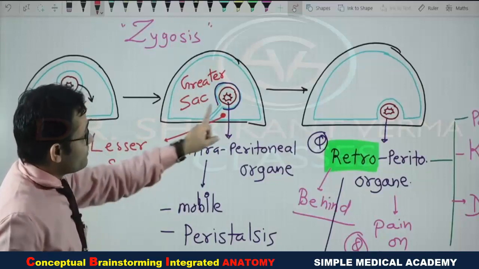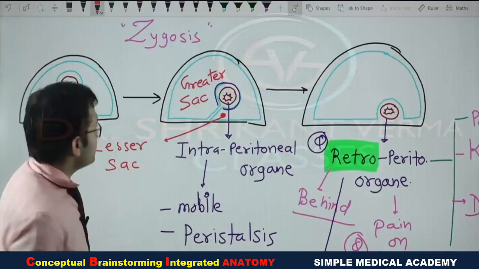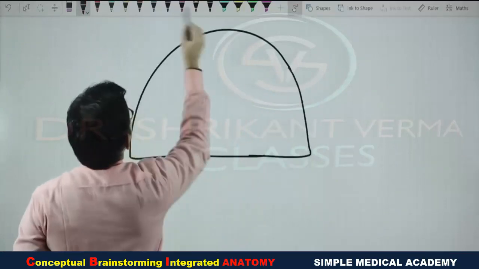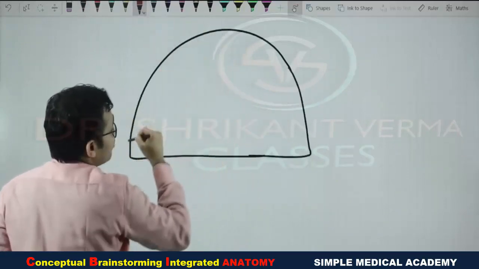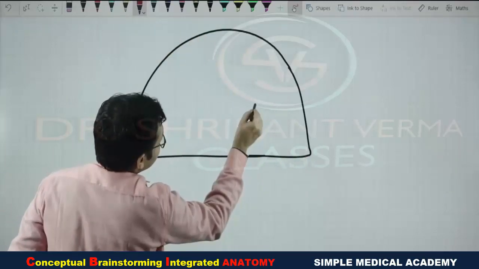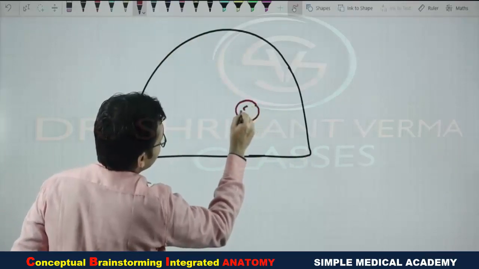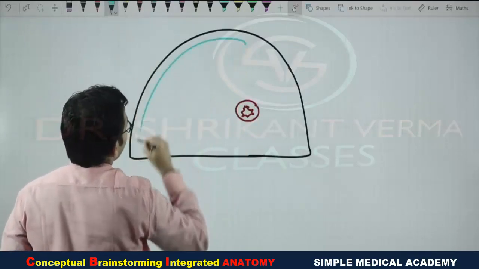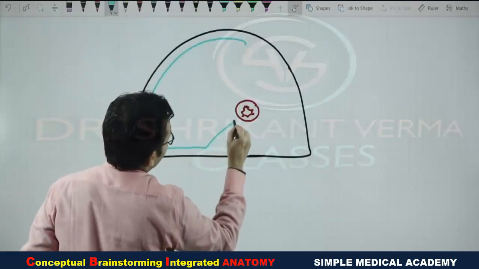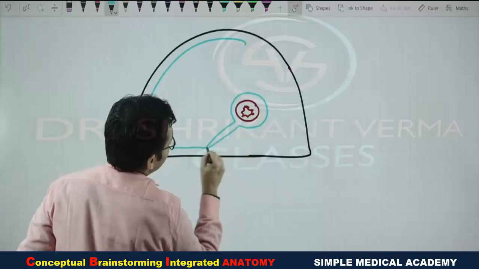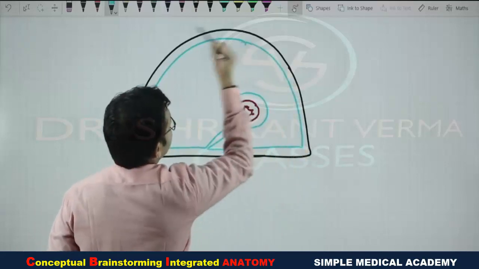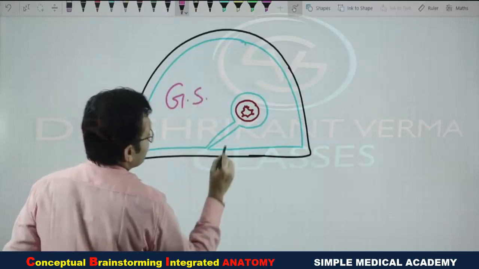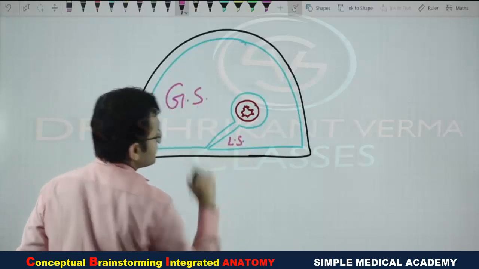Okay. So again we are drawing the same image. This is the anterior abdominal wall, posterior abdominal wall, and here is the GIT tube at the level of stomach. Suppose this is the stomach. So this is the anterior abdominal and posterior abdominal wall, peritoneum and visceral peritoneum, parietal and the visceral peritoneum. So this is the greater sac, while this is the lesser sac.